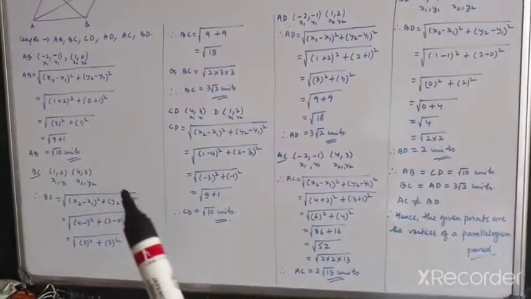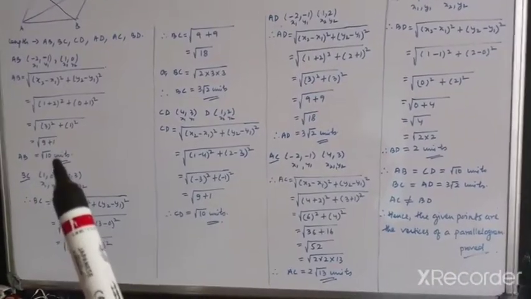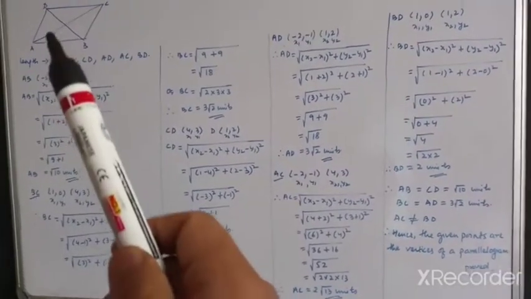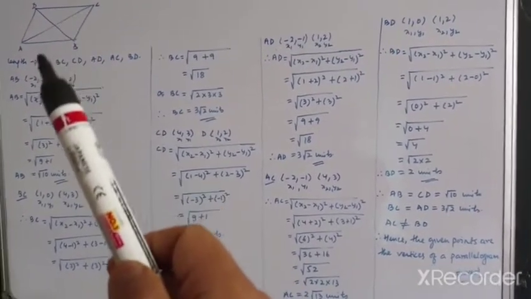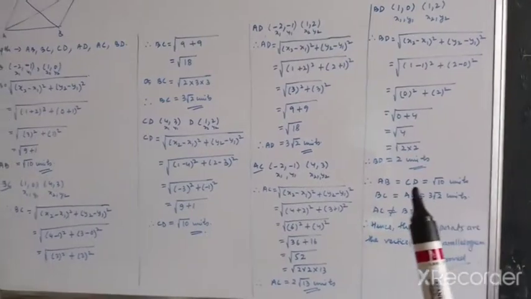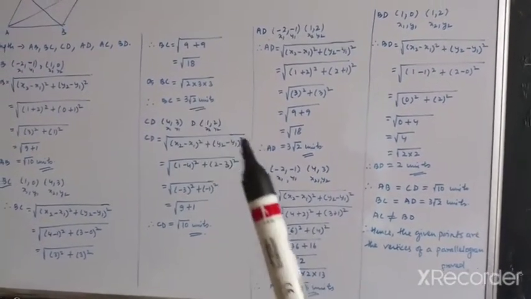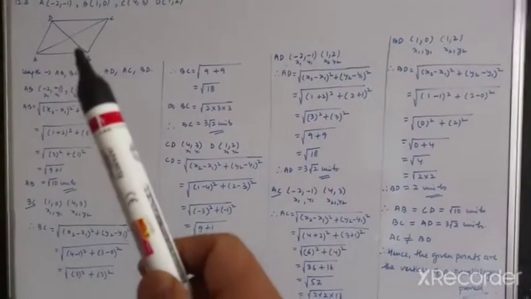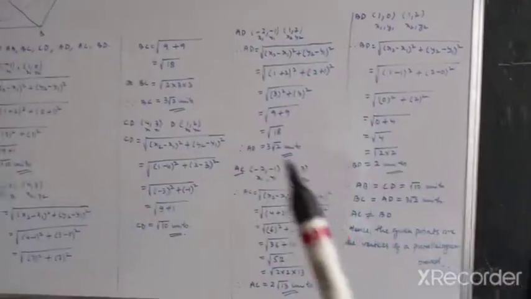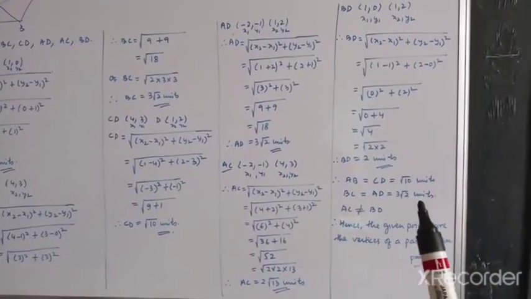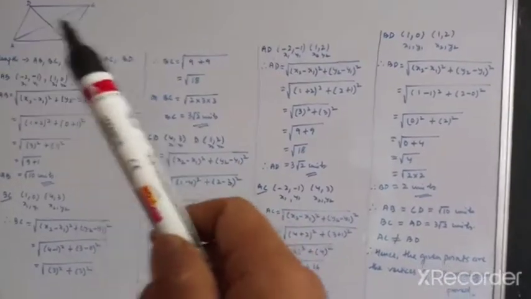Now here we can see the length AB is root 10 and CD is also root 10. AB and CD, the opposite lengths, are equal to root 10. Then your BC is 3 root 2 and AD is also 3 root 2. BC and AD are 3 root 2. So opposite sides we are getting equal.